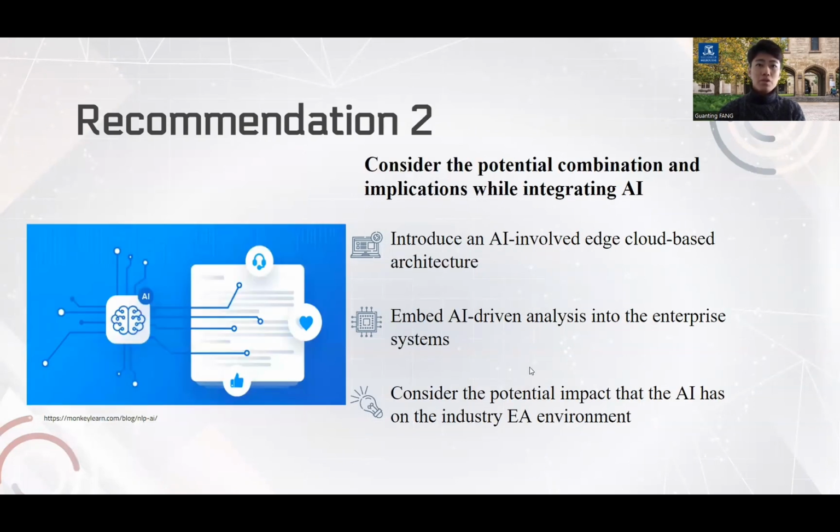Second, consider the potential combinations and implications while integrating AI. Generally, collaborating AI with other components can better achieve the intended outcome than developing an AI application individually. For example, an organization could introduce an AI-involved edge cloud-based architecture, which can be considered as a combination of AI and cloud computing technology, integrating and updating data on the cloud platform for future desired intelligent analysis.